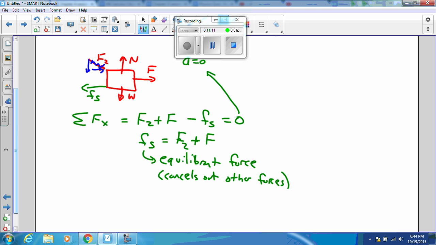So this gives us a direct equation that we can use to solve for Fs. If I were to generalize it, I would say that Fs is equal to the sum of the other forces in its direction.